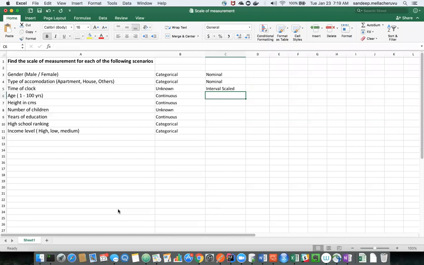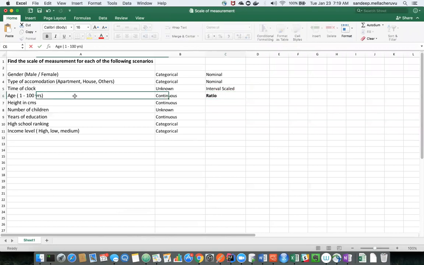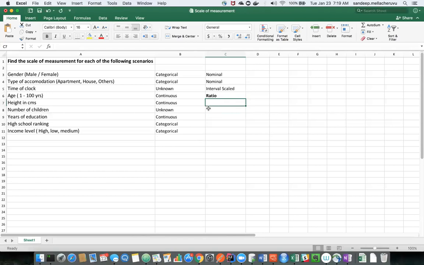And what about age? Ratio. Age is ratio, yes. Because there is no arbitrary 0. Age equal to 0 means that object did not exist. Right? I mean, that person did not exist. Okay, now what about height? Ratio scale.